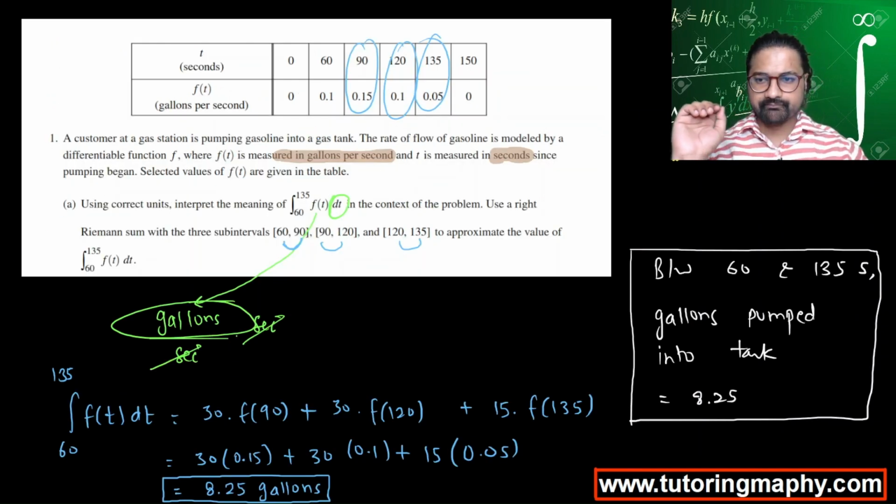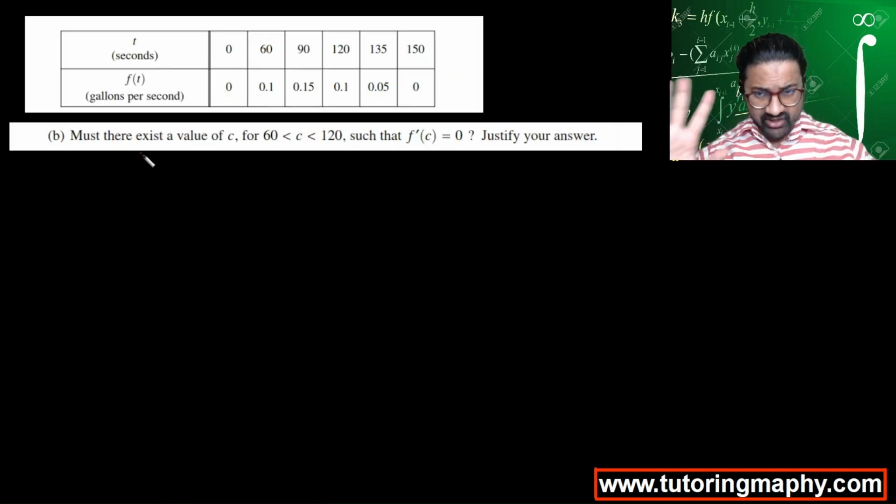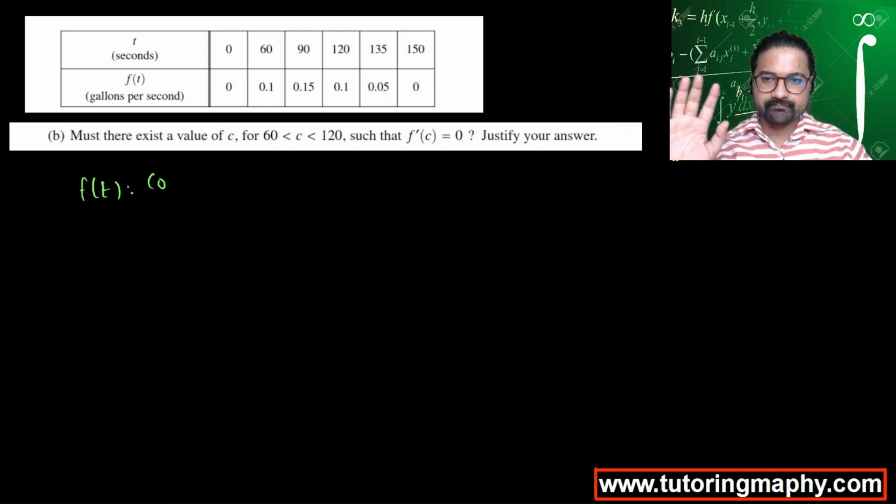I'm going back again to highlight something. It's already given in the question that f is a differentiable function. And if f is differentiable, by default, it means that f is continuous. So I know that f is continuous.